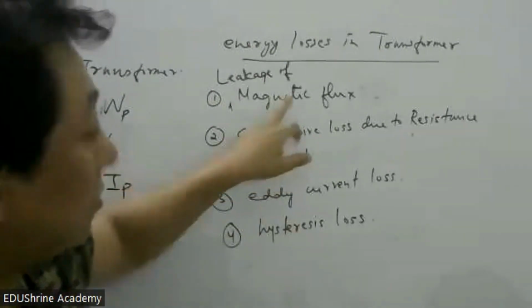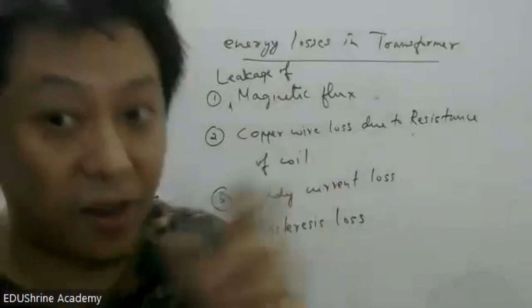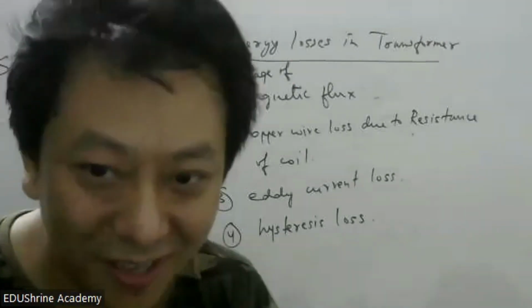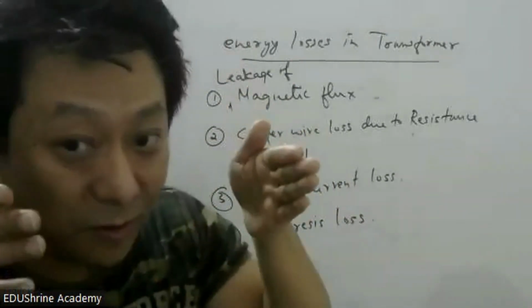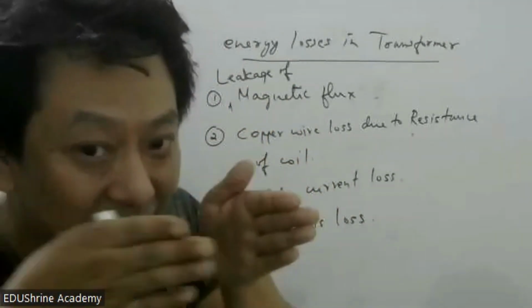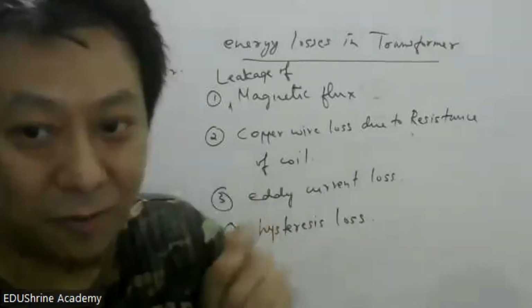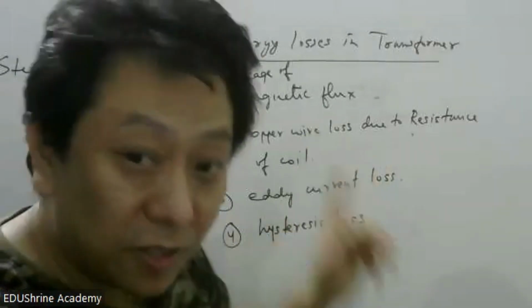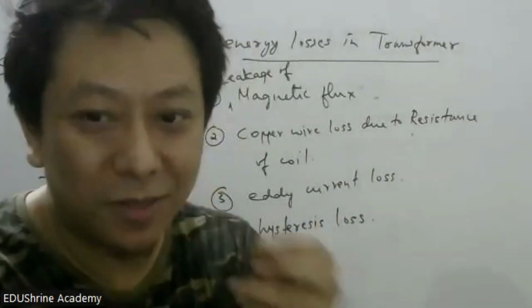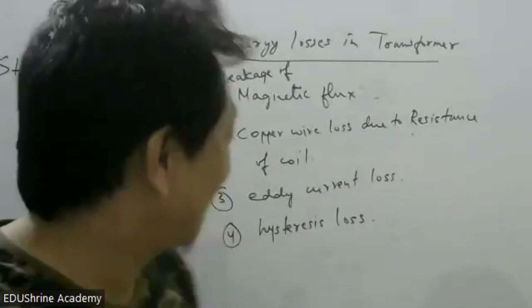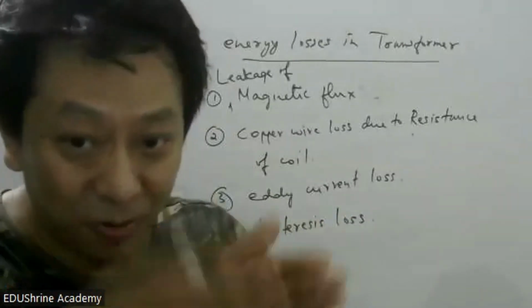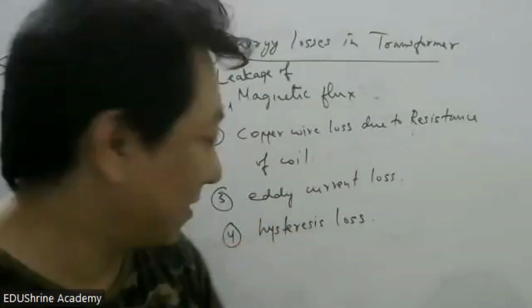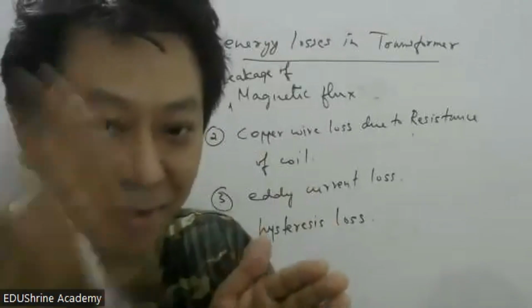How to reduce this one? Use soft iron. Already we have used it, right? Soft iron will allow the field lines to be concentrated inside it, so that will reduce this loss. How to reduce this loss? Well, use copper wire because they have the least resistance, right? Eddy current loss, I told you, do laminations, okay? Cutting the material into sheets.